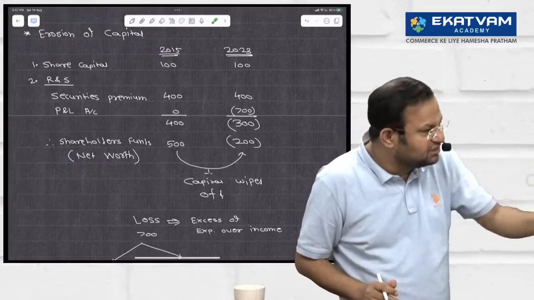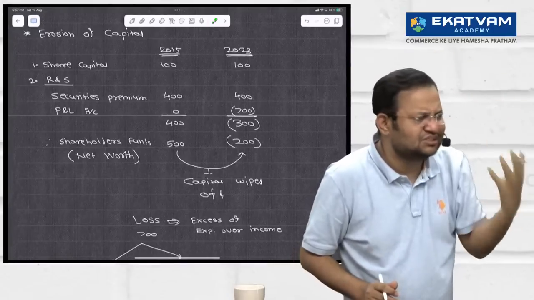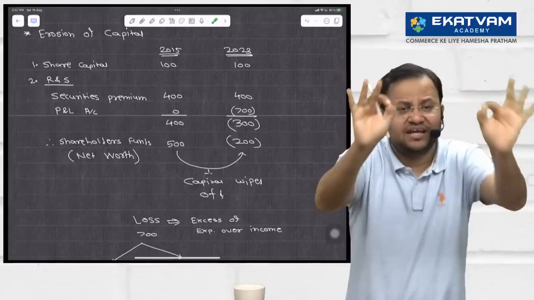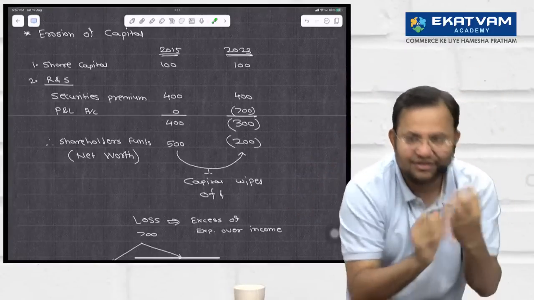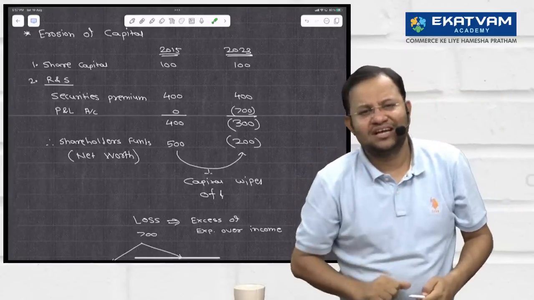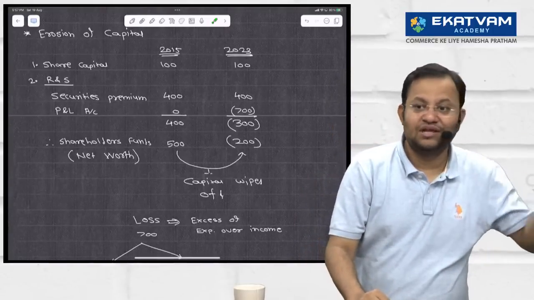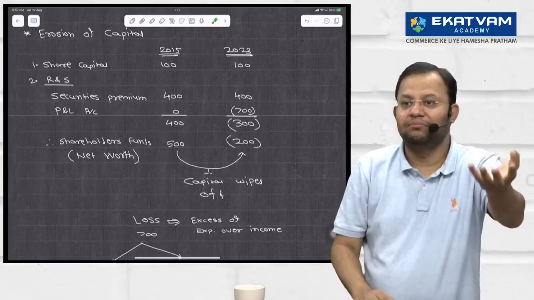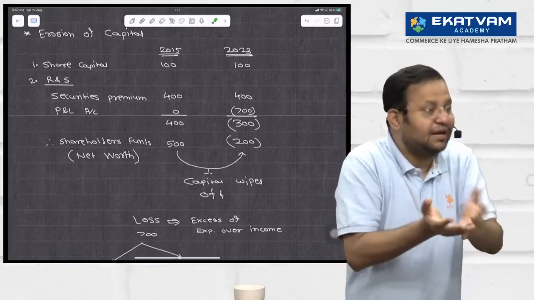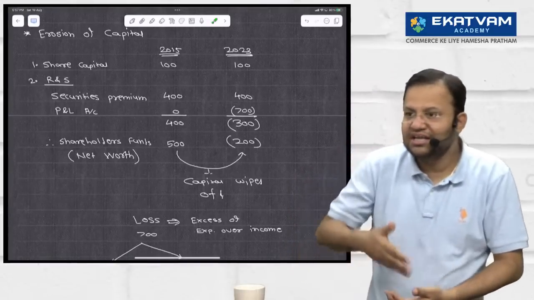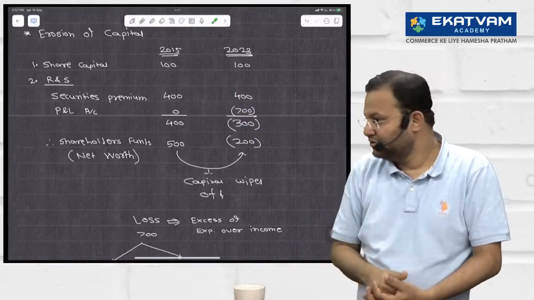When net worth becomes negative, bachcho, how will the business go on? Business has to go on by only one way. That only one way is debt. Now you will say, sir, why are debt holders giving a loan then? Debt holders, initially when they gave a loan, they were optimistic that the business will be profitable and they will get their money back. But over the years, business went into what?